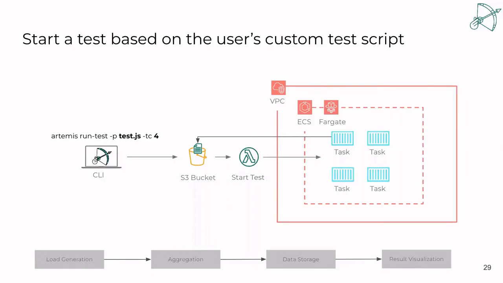AWS Lambdas fall in the realm of functions as a service. Functions as a service implementations allow you to make functions or chunks of code available on demand to respond to events as they occur. The functions as a service provider manages the underlying infrastructure and the user is charged by execution time. In our case, the start test Lambda pictured in the slide spins up the specified number of containers. Each application in the container then creates a local copy of the test script and starts the test.